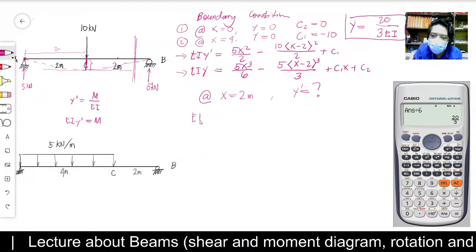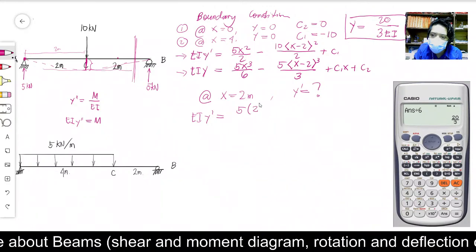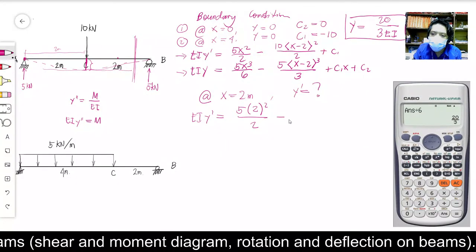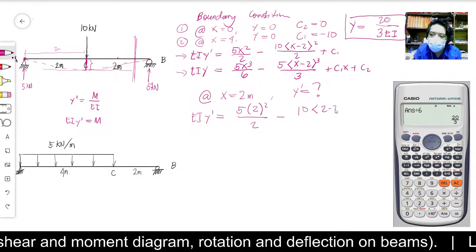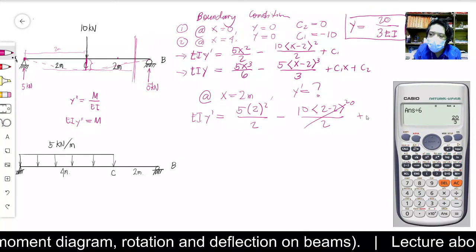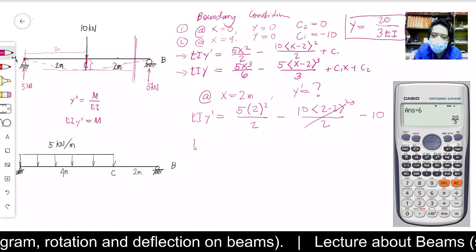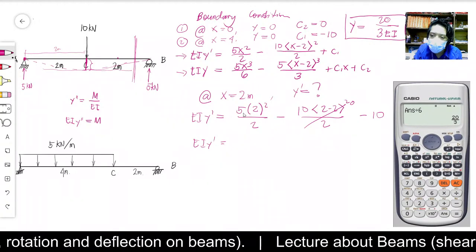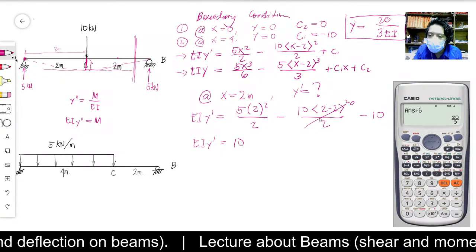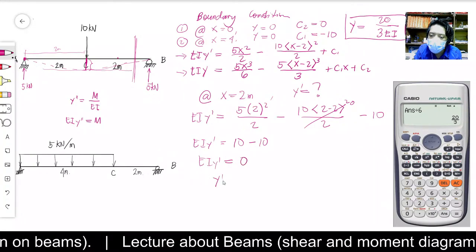So we use the first equation, this one right here. EI y prime is equal to 5 times x squared, where x is 2, over 2, minus 10 times 2 minus 2, which is 0, plus C1, which is negative 10. So EI y prime is 5 times 4, which is 20, divided by 2, that is 10, minus 10. 10 minus 10 is 0. So therefore, EI y prime is indeed equal to 0. So y prime is 0.